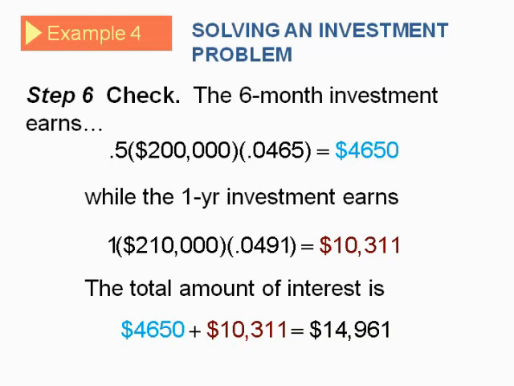And of course, this will check, because if you take the 0.5 there times 200,000 times the 4.65%, you'll get 4650, while the remaining amount will give you 1 year 210,000 at 4.91% interest, 10,311, and notice that will total the correct amount of interest. So we got to look at several examples here of different types of linear application problems.